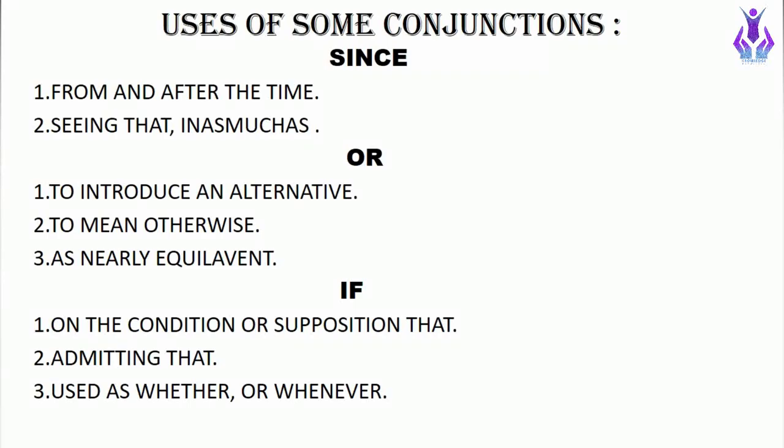The next one is or. Or is used to introduce an alternative, when we are putting in a sentence the alternative of one another. For example, you must work or you starve. It is an alternative. The next use is to mean otherwise. For the equivalent of otherwise, we put or. For example, we must hasten or night will overtake us. We can write it as, we must hasten, otherwise night will overtake us. To mean otherwise, we put or.